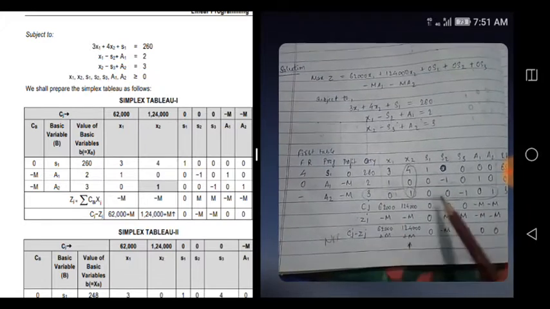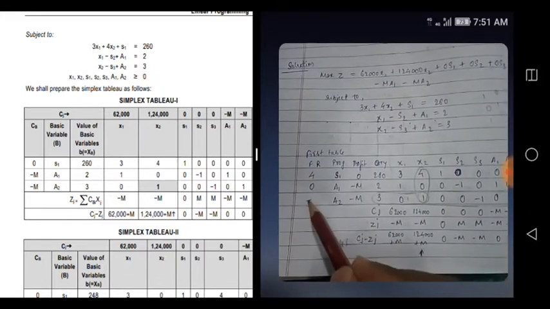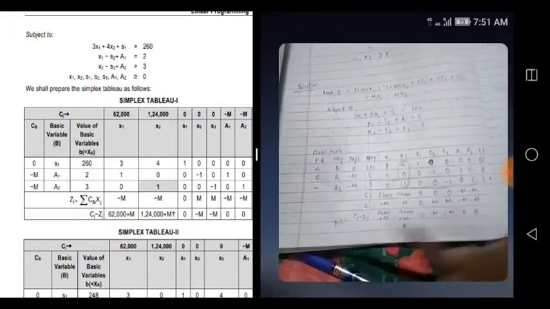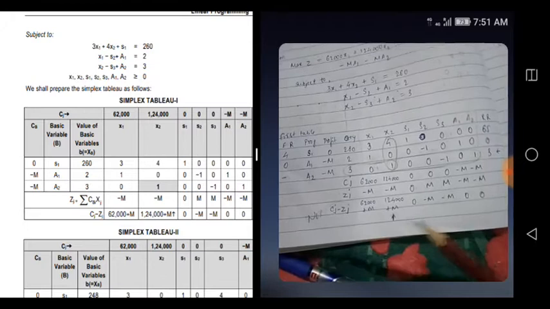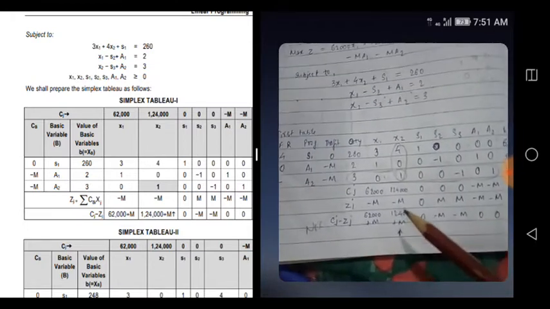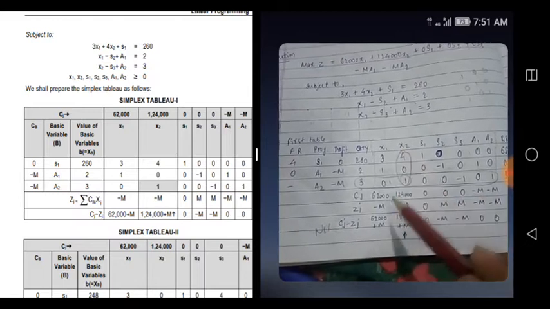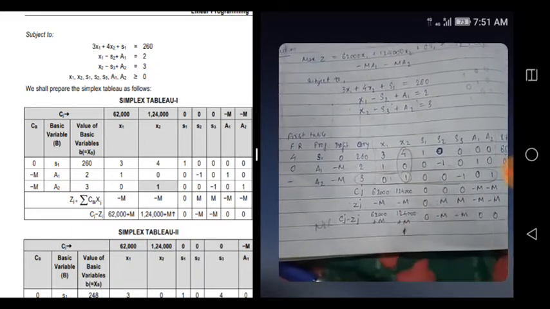The one which is going out, that outgoing variable, for that you don't have to calculate the fixed ratio, just put a dash. That's it. So the first table is ready, and it is suggesting we proceed for further improvement. It is saying bring x1 and send a2 out. So now we will go to the second table.